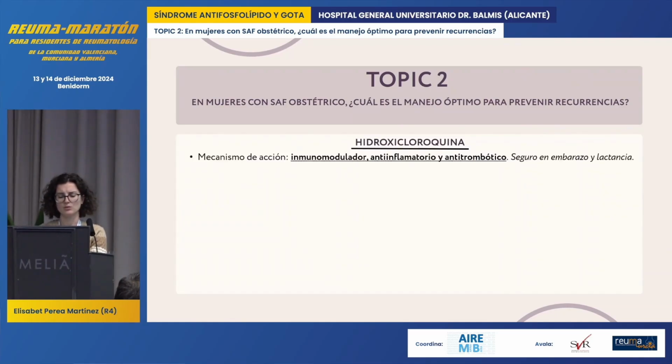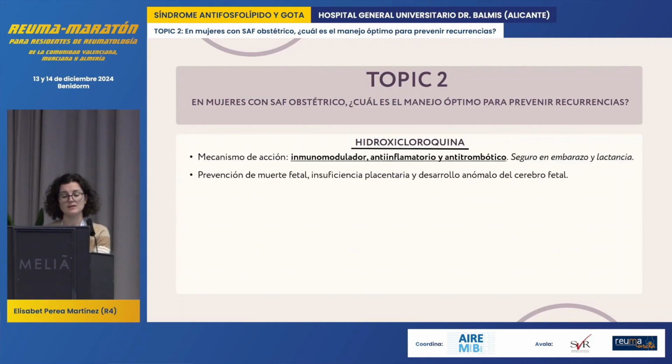Regarding hydroxychloroquine, as for its mechanism of action, we all know that it is fundamentally immunomodulatory, but it also has other mechanisms, such as anti-inflammatory and antithrombotic effects, which make it a particularly interesting drug for this disease. Let us remember that it is a safe drug both during pregnancy and breastfeeding. Studies have shown that it prevents fetal death and placental insufficiency by counteracting the effects of antiphospholipid antibodies, and it even prevents abnormal development of the fetal brain.